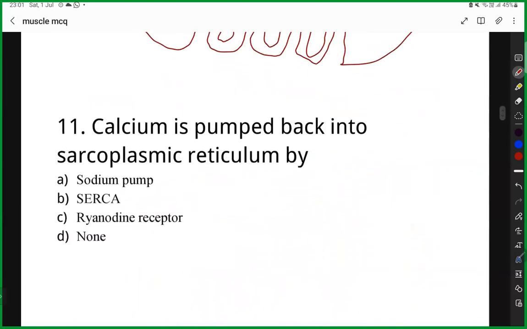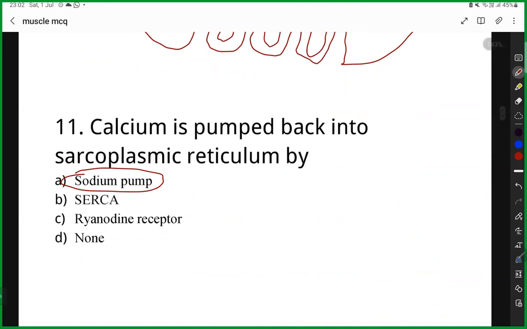Now, calcium is pumped back into the sarcoplasmic reticulum by... you know the sodium pump is going to pump your calcium outside. But here we are saying calcium is pumped back into the sarcoplasmic reticulum, so the sodium pump is not there. You also know the ryanodine receptor is the mechanical receptor that releases calcium from the sarcoplasmic reticulum, so the ryanodine receptor is also not there. So it is SERCA, the sarcoplasmic endoplasmic reticulum calcium ATPase. It plays a very important role in pumping your calcium back into the sarcoplasmic reticulum. So the answer is SERCA.